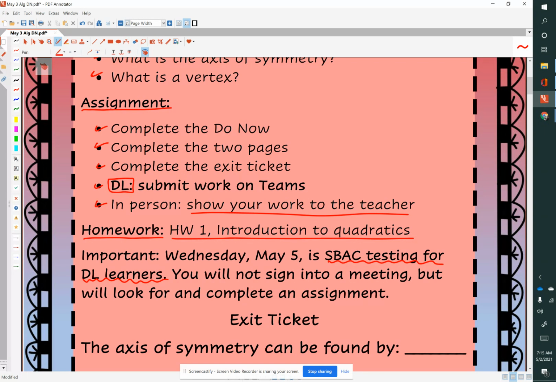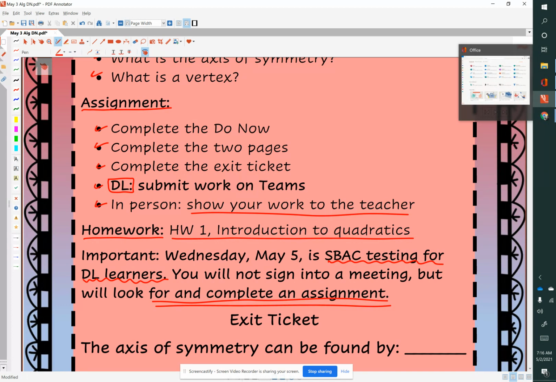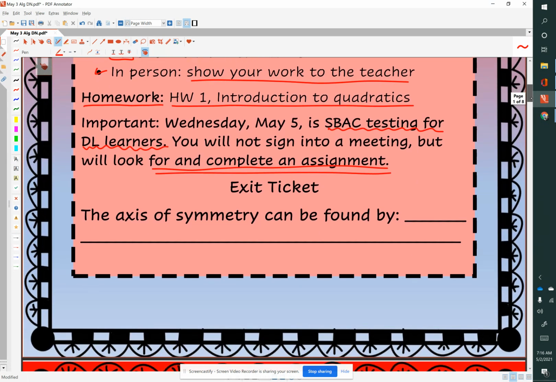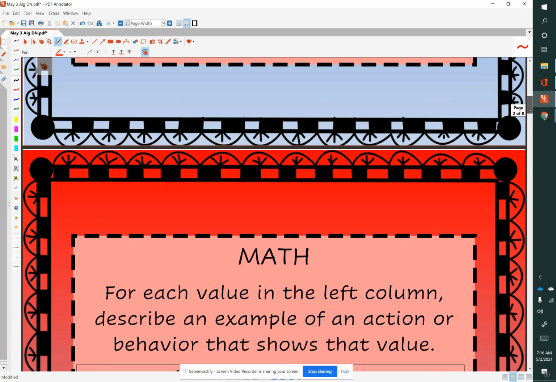We'll talk about that. But you can't just stay home, sign into the meeting, and think that you'll take the SBAC. What you will do is not sign into a meeting, but there will be an assignment for you on Wednesday that you have to complete and upload into Teams, and that will be everybody because everybody is distance on Wednesday. No meeting, just complete the assignment. Very important. If you're a distance learner, then we will be doing the SBAC and you can complete the assignment at another time. All right, so we'll come back to our exit ticket.